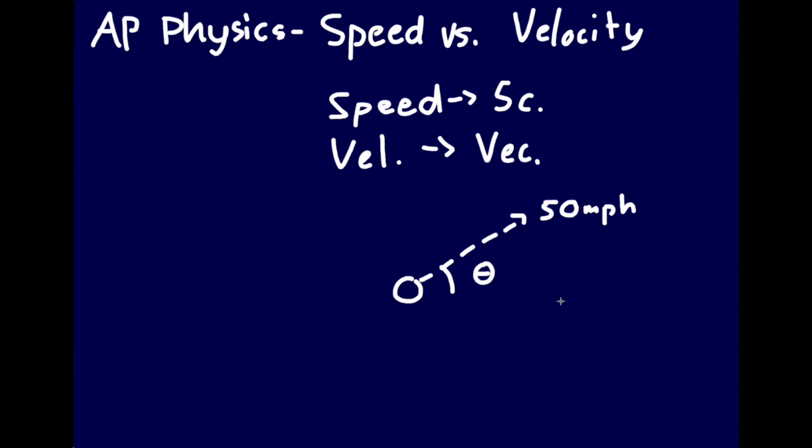Because in this case, I have given you both a direction and a magnitude, I have given you a velocity vector rather than just the scalar quantity of a speed.